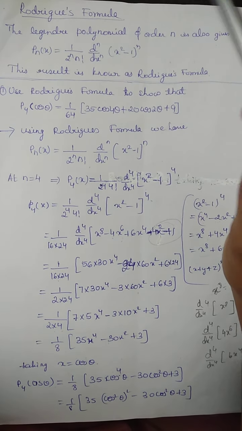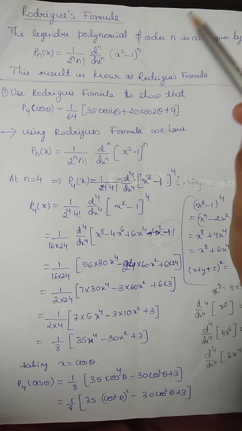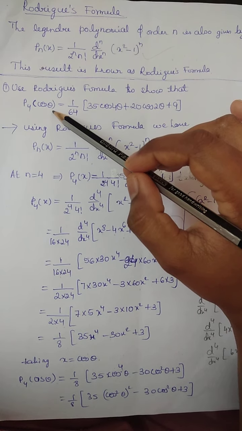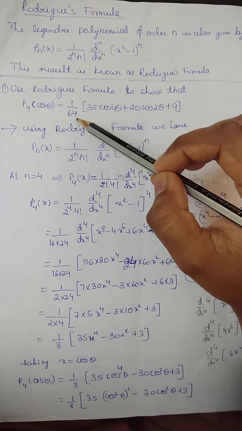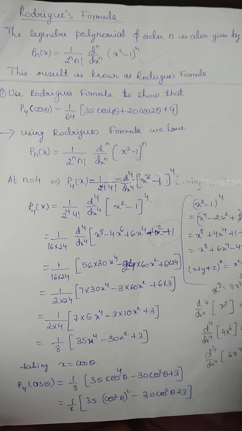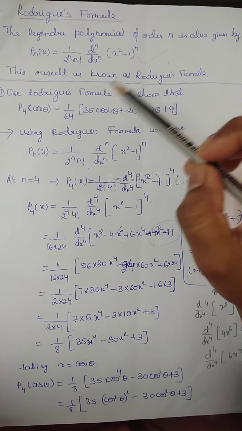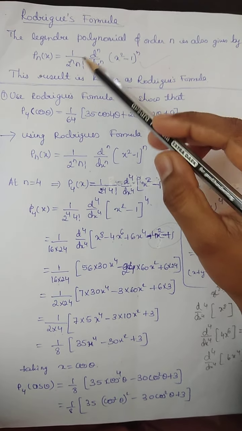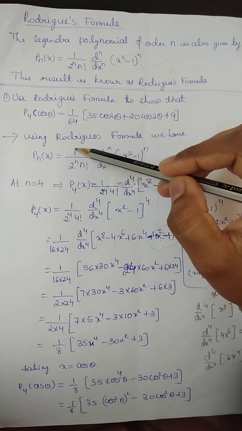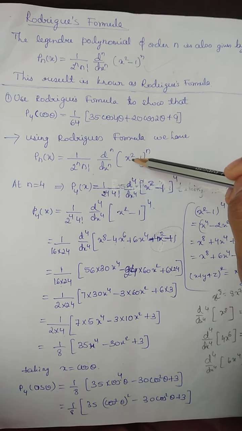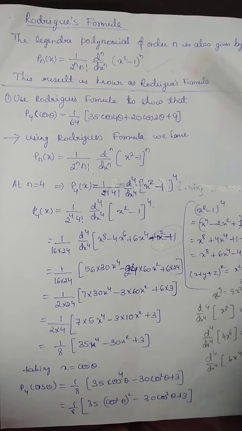Now using this Rodrigues formula, let us solve one problem to show that P4 of cos theta is equal to 1 upon 64, 35 cos 4 theta plus 20 cos 2 theta plus 9. Using Rodrigues formula, first of all, you write down 1 upon 2 raised to n factorial, d^n by dx^n of (x square minus 1) whole raised to n.